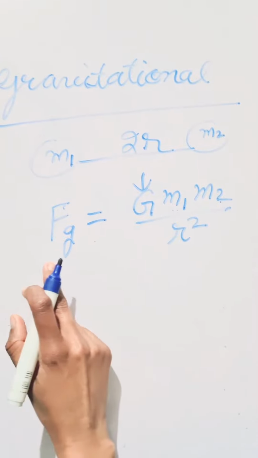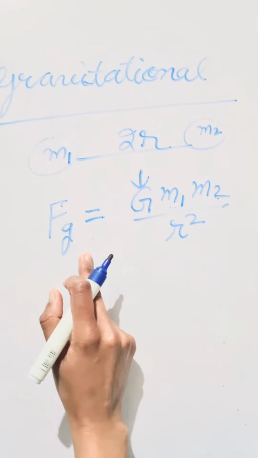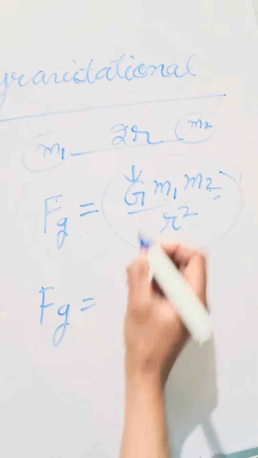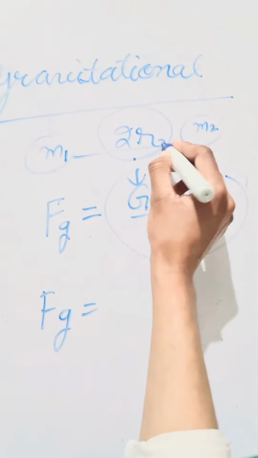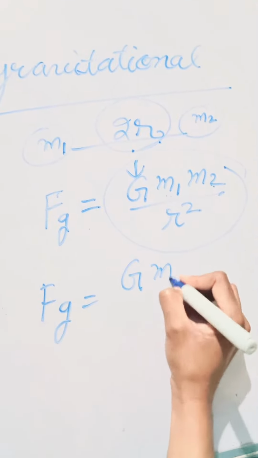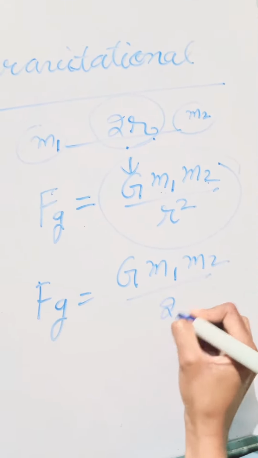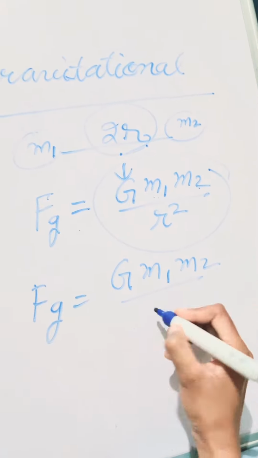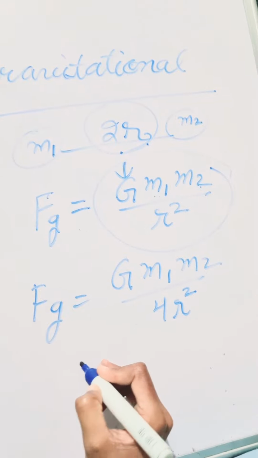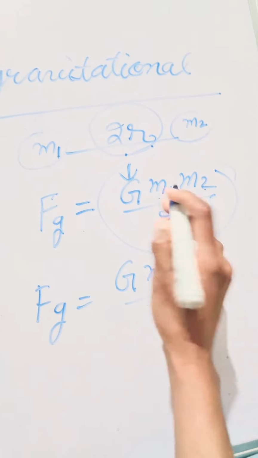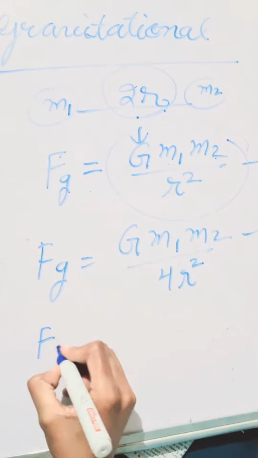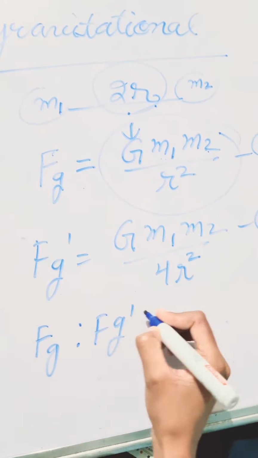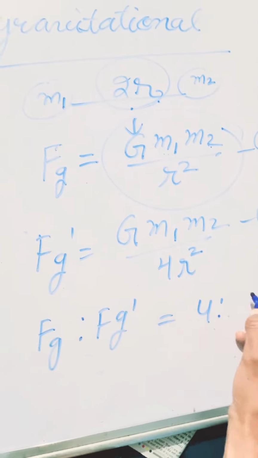Firstly, our initial force is Fg, which is given by this. Now if we take the distance as 2r, that time our force is G m1 m2 / (2r)², so it became G m1 m2 / 4r². On comparing, we can see Fg and Fg dash have a ratio of 4:1.